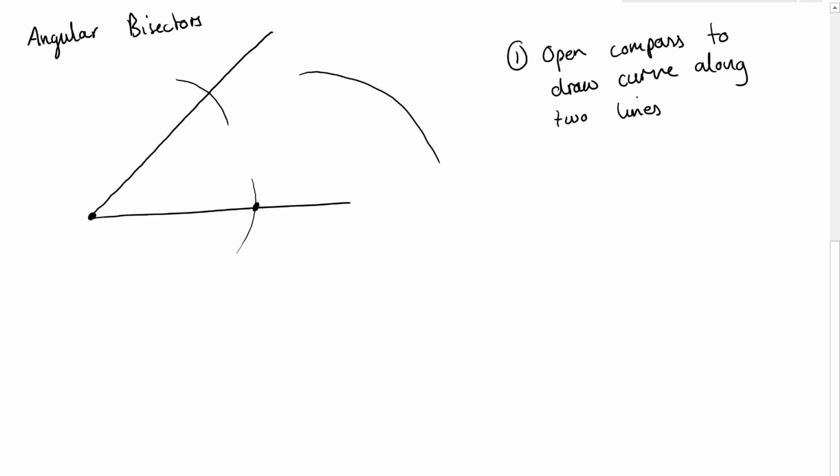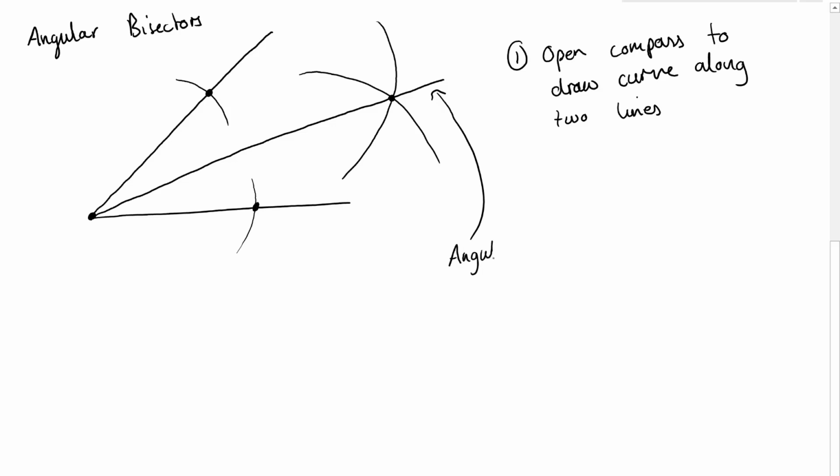Then you can take your point off of here and put it onto here instead, draw a similar arc, and you're going to find that these arcs should cross over, probably more like that. And then this point here, if you take a ruler and draw a line straight between this point and this point, that line is your angular bisector. Okay, because this line is going to split whichever angle we had for the whole of this into two equal angles that will be exactly the same.